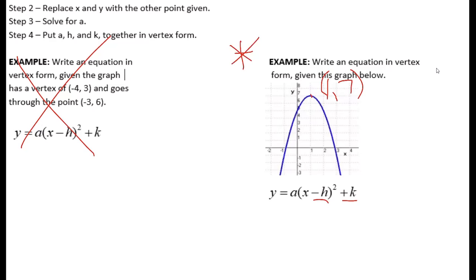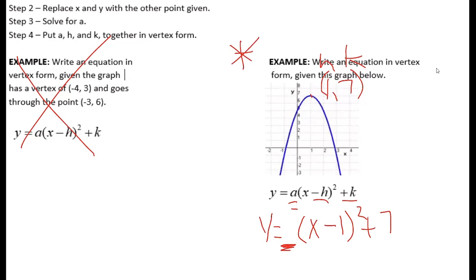So when we plug it in, we're going to have y equals, and we're going to worry about the a next. So I'm just going to plug in what we know. It's x minus h, remember our vertex goes h comma k. So it'd be (x minus 1) squared plus 7. But we've got to figure out our a. That's what we need to look for.